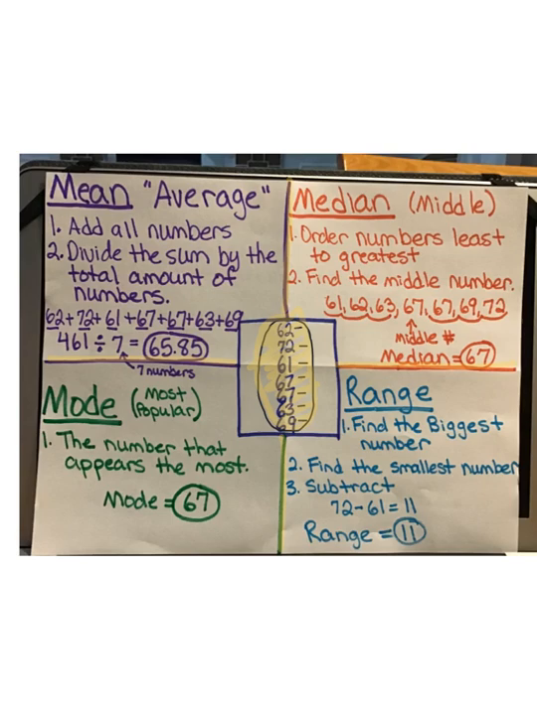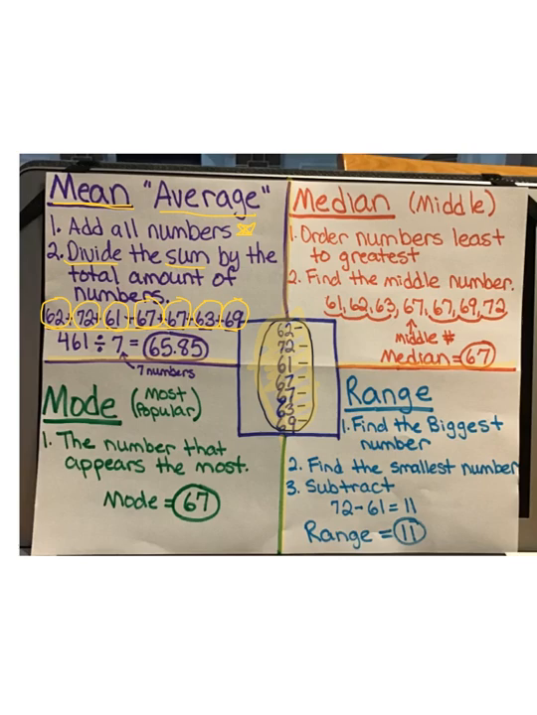So to find mean, okay, mean is another word for average, okay? First thing you're going to do is you're going to add all the numbers together. So if you look down here, I added them all together. And then the second step to find the mean is to divide the sum by the total amount of numbers. So I have 1, 2, 3, 4, 5, 6, 7.